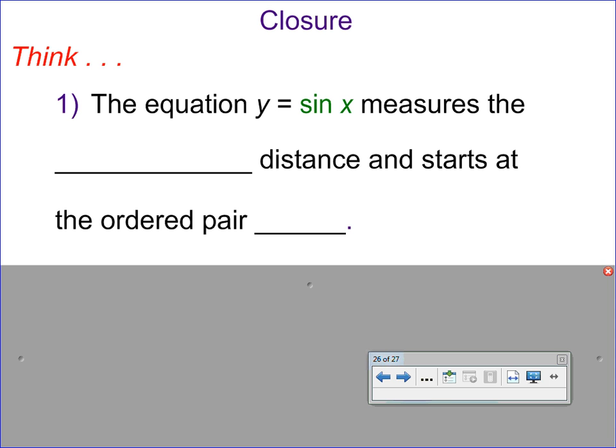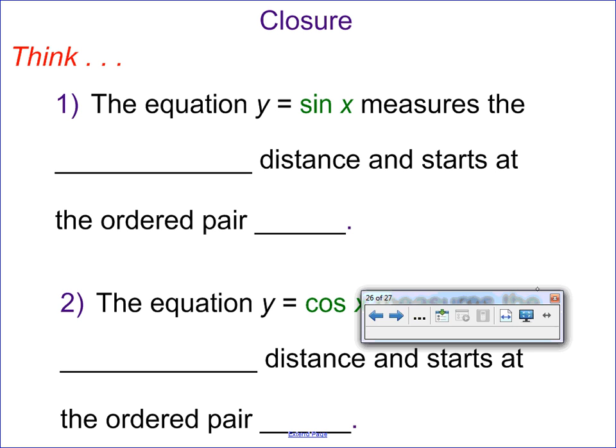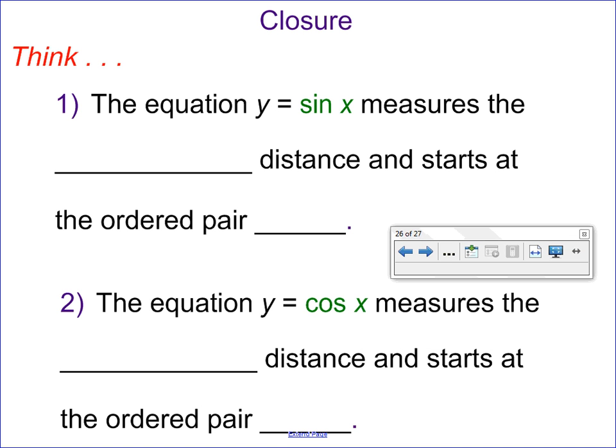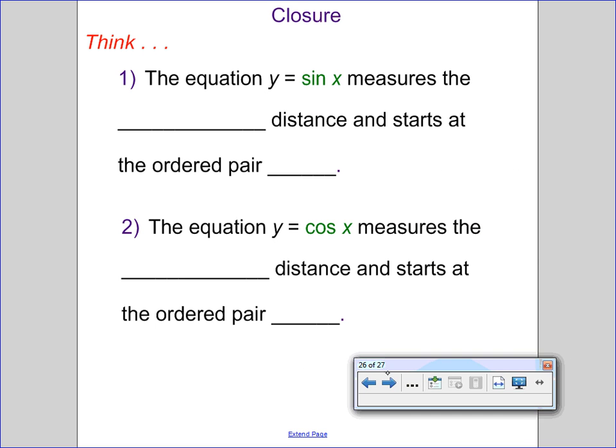So think about what column we were using for our sine function when we generated its parent graph. For our second closure item, the equation y equals cosine of x measures the blank distance and starts at the key point ordered pair x comma y. Let's fill that in with values, and I'm going to call on you to share with the whole class. So please be ready.